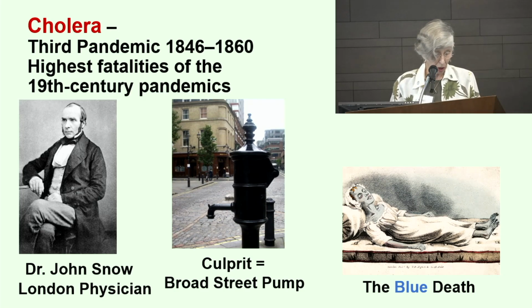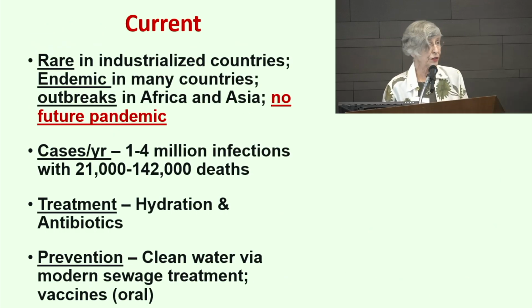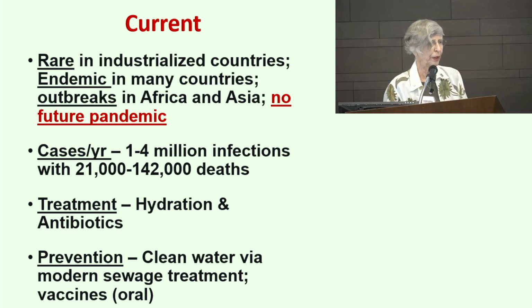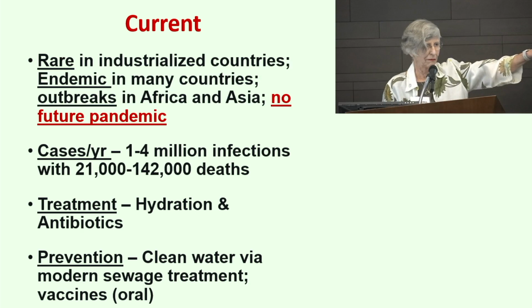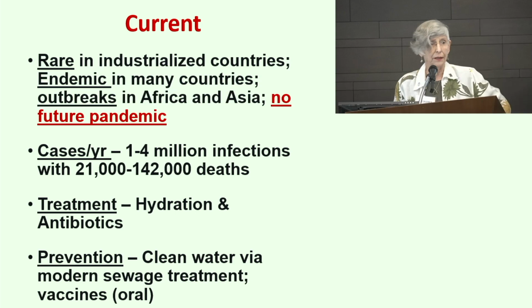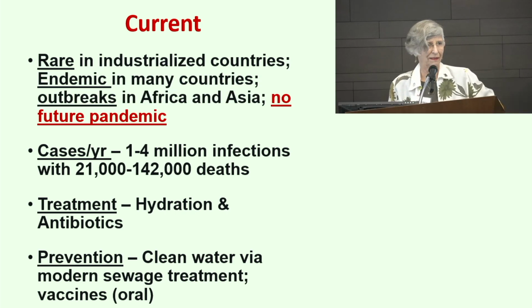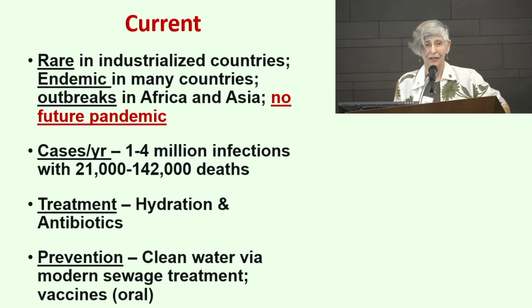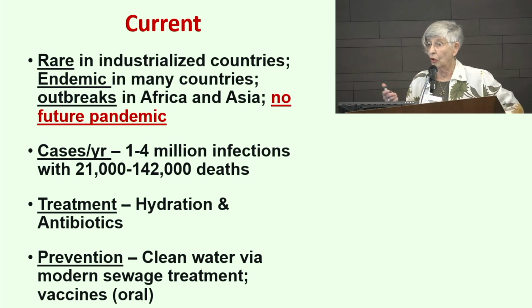Now, clean water has always been a huge issue for health and well-being, by the way. Now, this is very rare in industrialized countries today, but it is endemic in other countries. And we see outbreaks in Africa and Asia, but we are not concerned about a future pandemic. So this one is off the list for pandemics. And we see over 1 to 4 million cases a year. It's not like it's gone, but the treatment is so direct and simple. Hydration, IVs to replace the fluids they've lost from the diarrhea, and antibiotics. So this is a controllable disease.